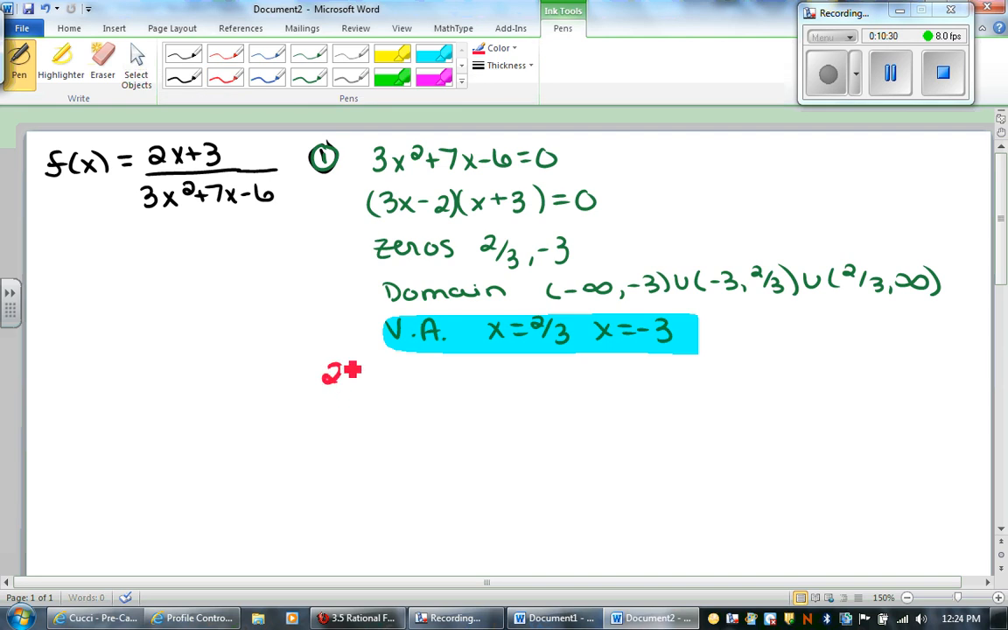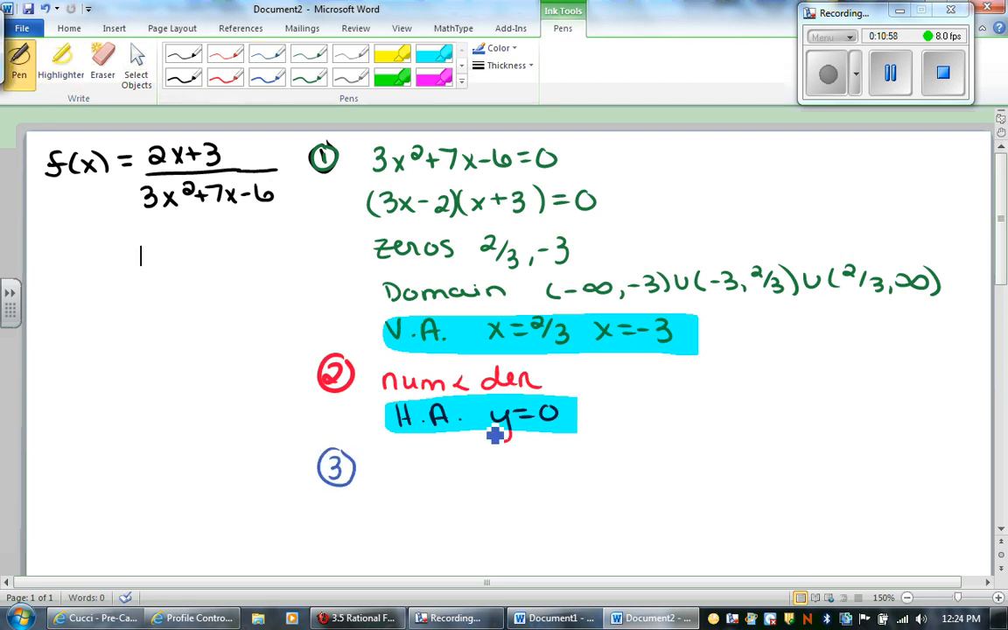Step 2 is because the degree of the numerator is less than the degree of the denominator, we have a horizontal asymptote at y equals 0. Okay, so more important information, right? We're going to use that as well.